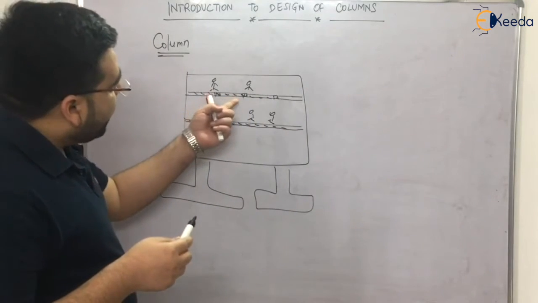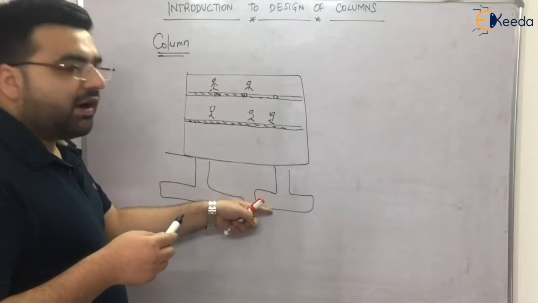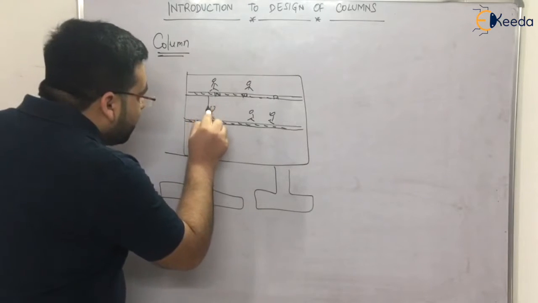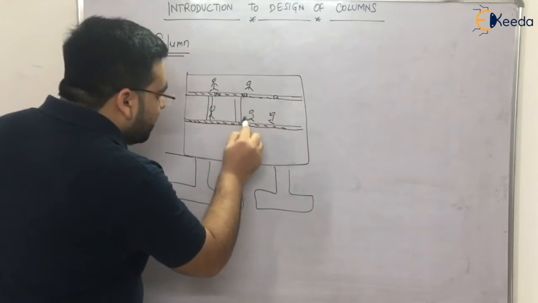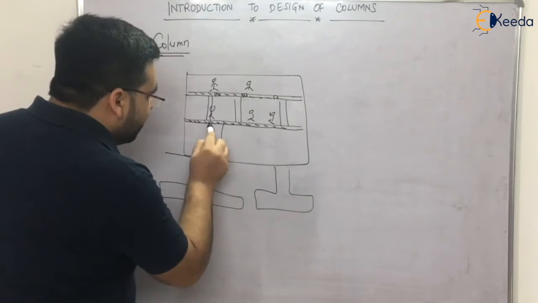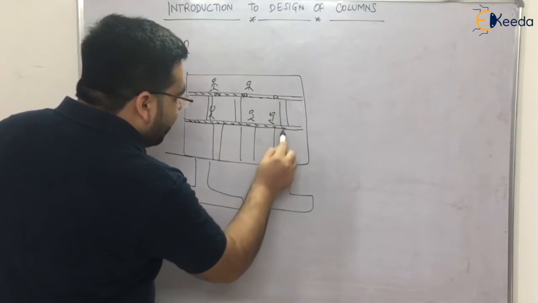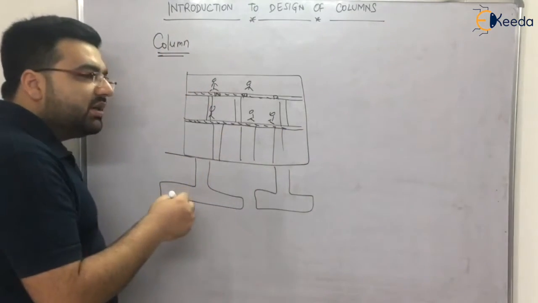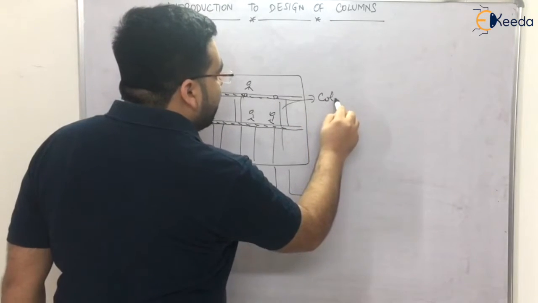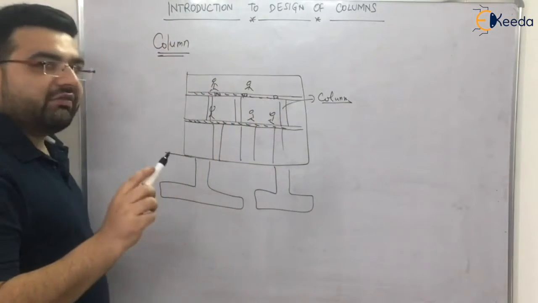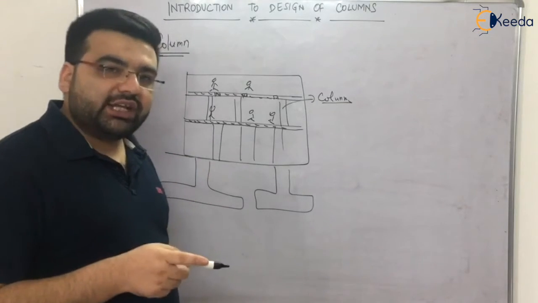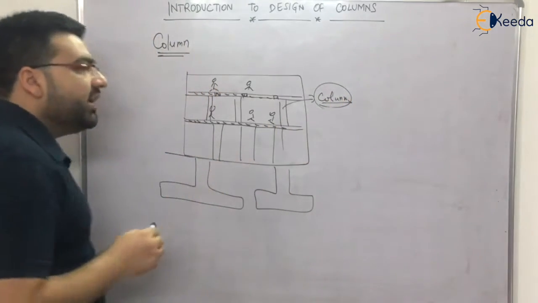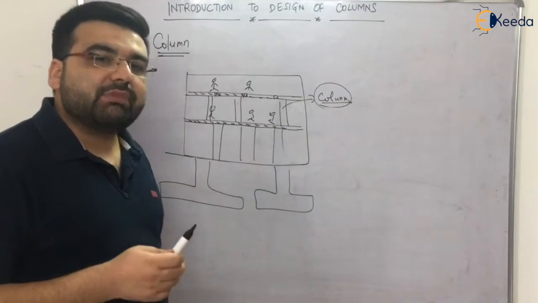So you know that to transfer this load, the dead load and live load, to the foundation, there should be a medium. So obviously there will be some vertical members here which will directly transfer the load to the foundation. And these vertical members, or these compression members, are called columns. It is not necessary that they will always be vertical. There can be inclined members also, which are known as struts, I will tell you. But the members which carry compressive load are known as columns or compression members.